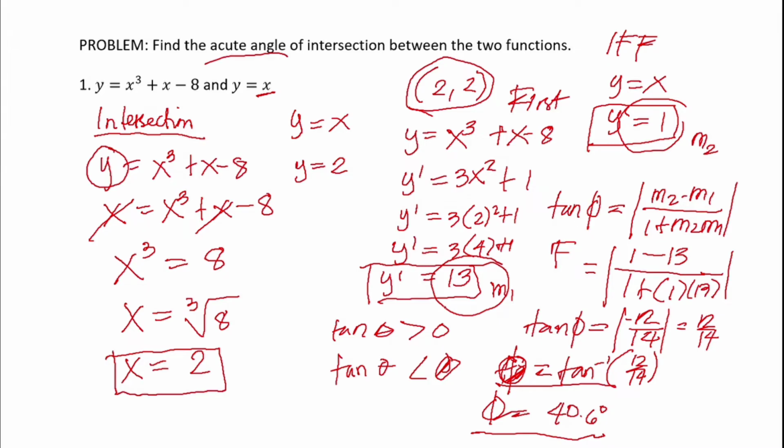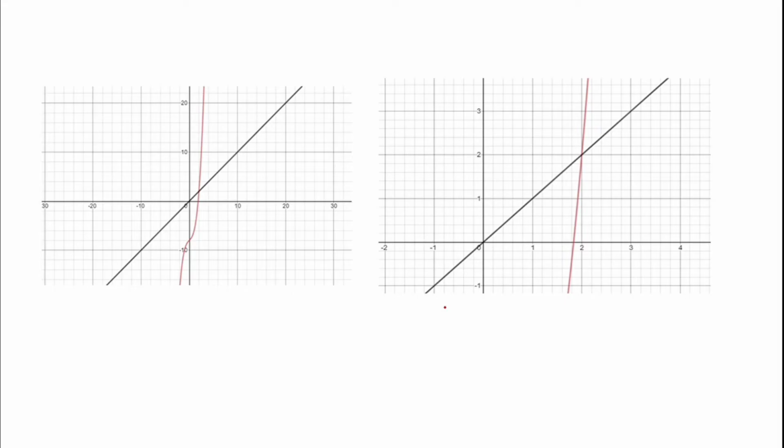Okay, let's proceed with problem number 2. By the way, before proceeding to number 2, this is the graph, right? So the angle between two curves. If we look here, this is the graph between the two. So we have an example. First we have to get the angle. Okay.